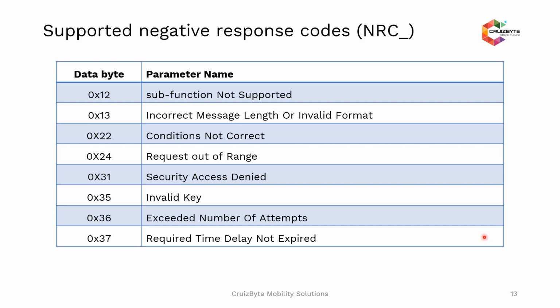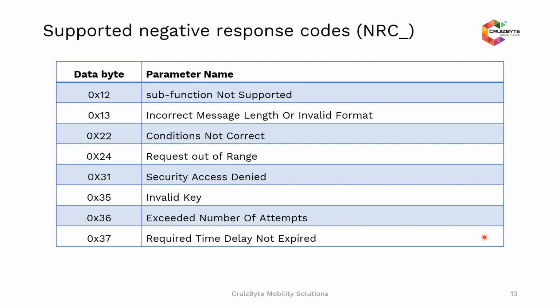Okay, so we have seen so far the different positive responses, and in this slide you can see the different negative response codes. 0x12 corresponds to the subfunction itself not being supported. 13 is incorrect message length or invalid format. 22 is conditions not correct, 24 is request out of range, 31 is security access denied, 35 is invalid key, and 36 is exceeded number of attempts.